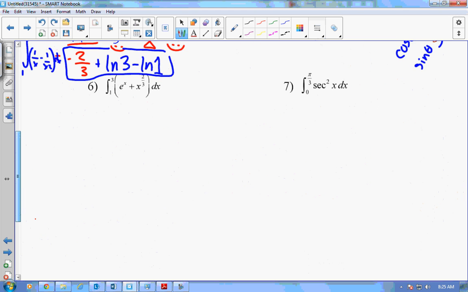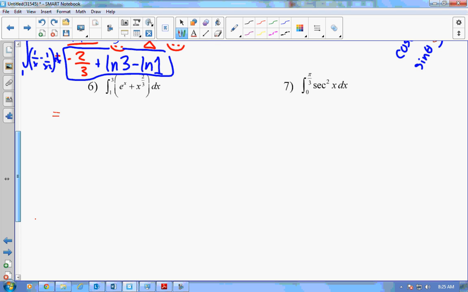Okay, number 6. We're integrating e to the x plus x to the 2/3. Remember, when we're integrating, we're really finding the area under the curve. Always keep that in mind, okay? So if you graph e to the x, it's an exponential, plus 2x to the 2/3. Those morph together. We're integrating underneath the curve from 1 to 3, the area. All right, so let's do e to the x.